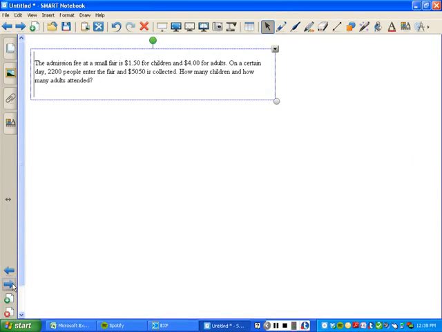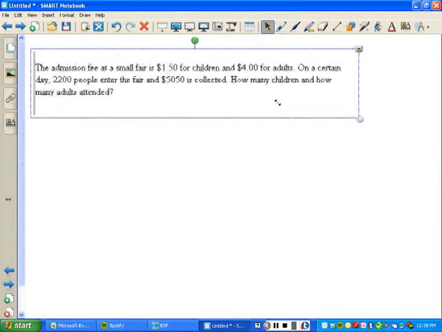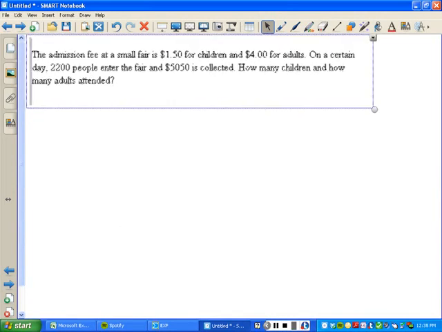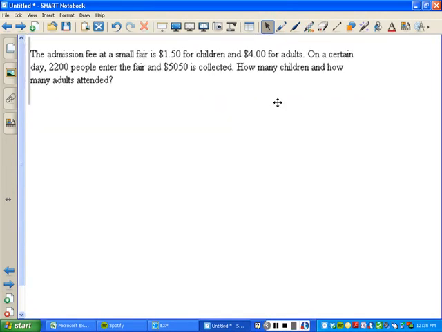All right, the word problems. What's your answer? I didn't read it. How many children and how many adults went? A bunch. All right. How do we figure this out?